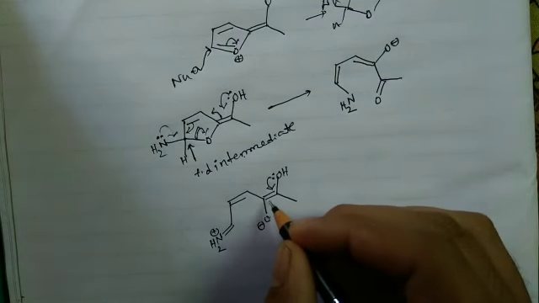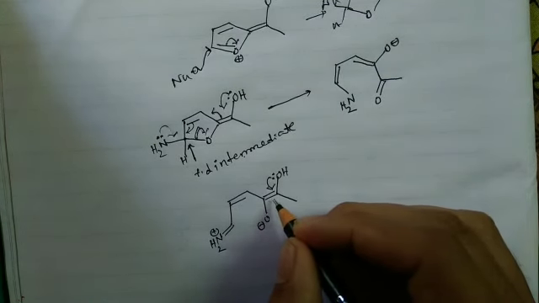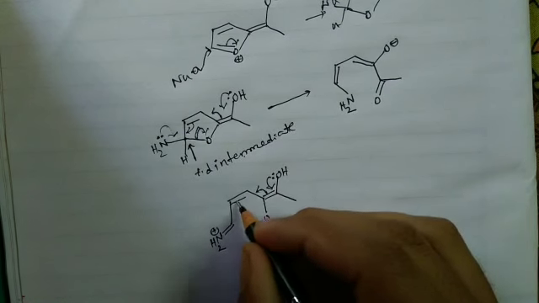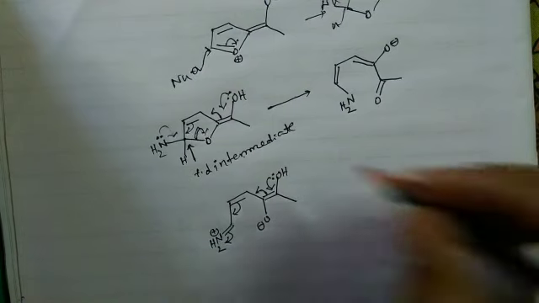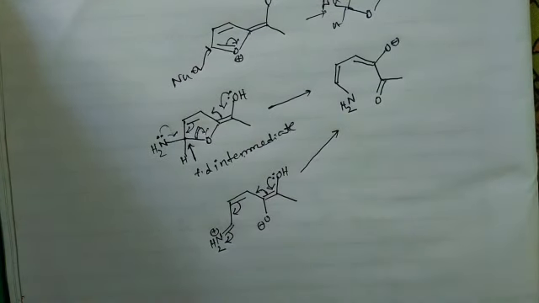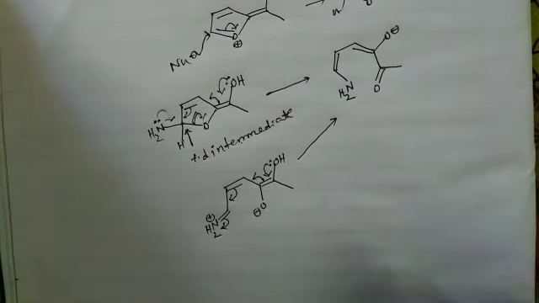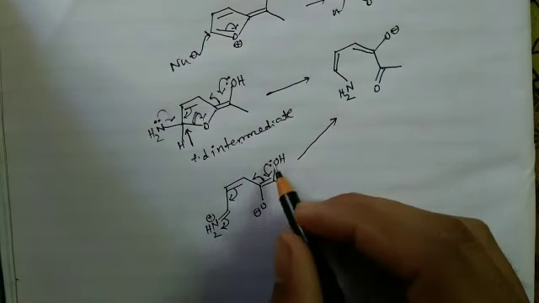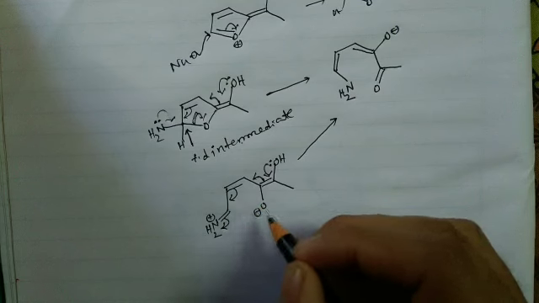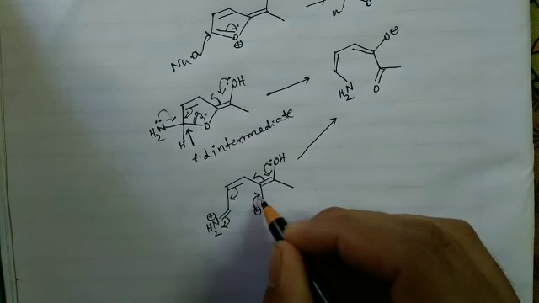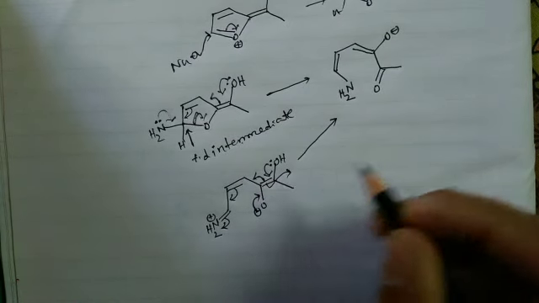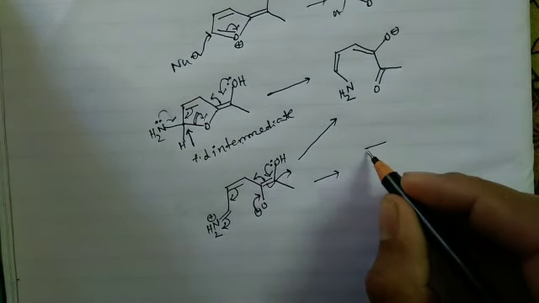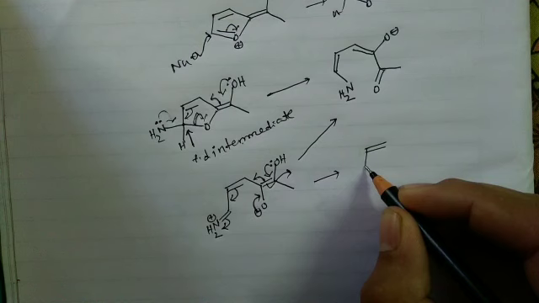So if this bond goes here, this bond goes here, and it will go there, and you will get the same intermediate, right? So from here also you can get the same intermediate. But another interesting thing is, if it doesn't go in this pathway and this oxygen lone pair pushes instead, then you will have protonation from this side, and from that you can get something like this.